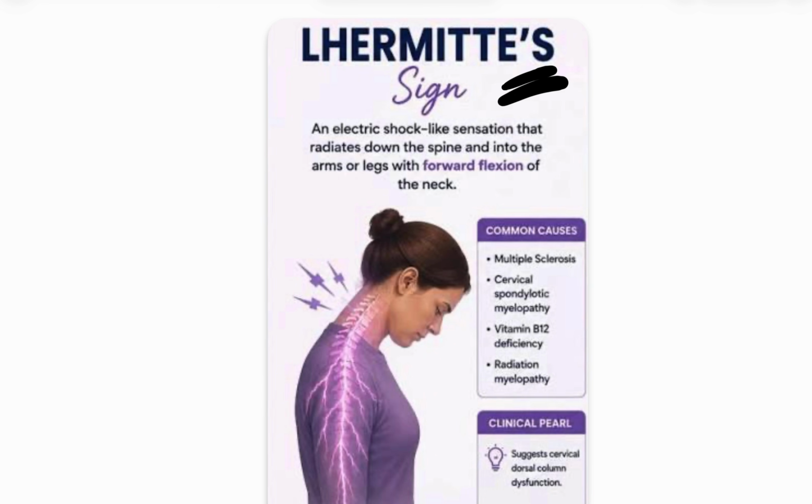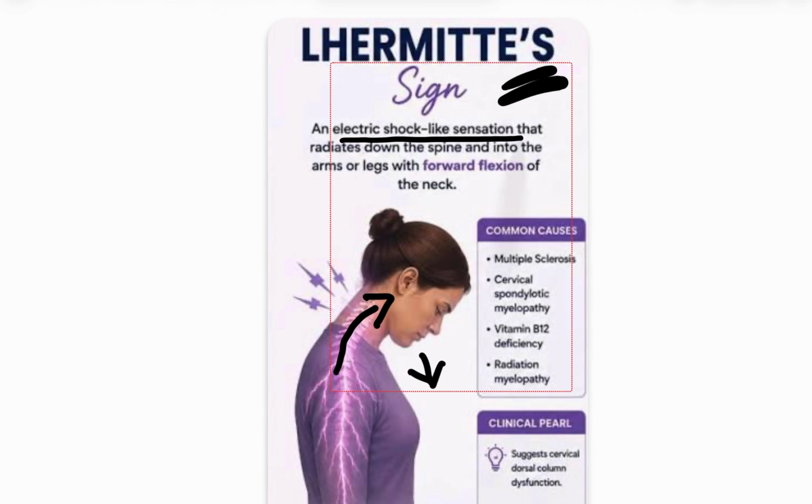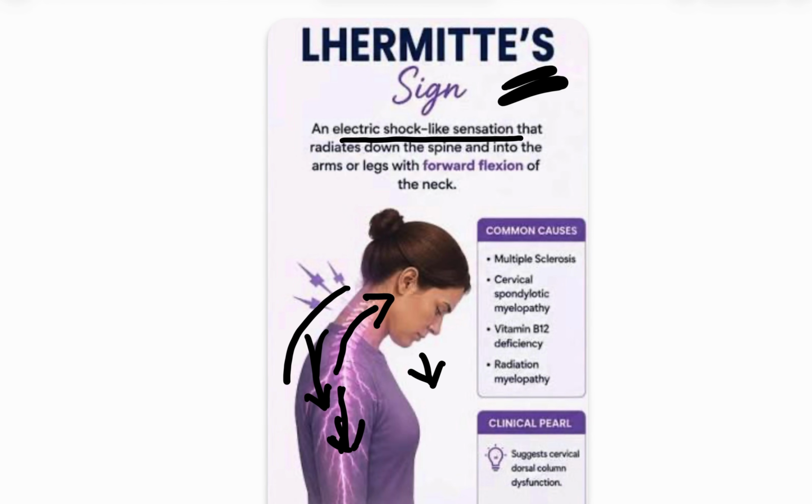So if a person who is diagnosed with multiple sclerosis is sitting on a chair, and if somebody flexes their neck forward like this, that will cause an electric shock-like sensation that radiates towards the spine and into the arm. See that, like lightning coming, in the image. So Lhermitte's sign is seen in multiple sclerosis, and it is also known as the Barber chair phenomenon, where a person is sitting on a chair, and if somebody flexes their head, they will have an electric shock-like symptom through their spine and coming down to their arms.